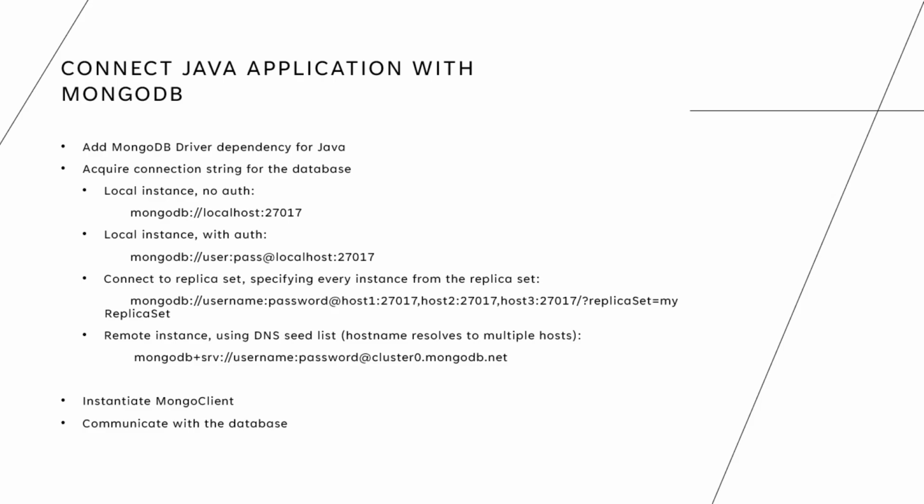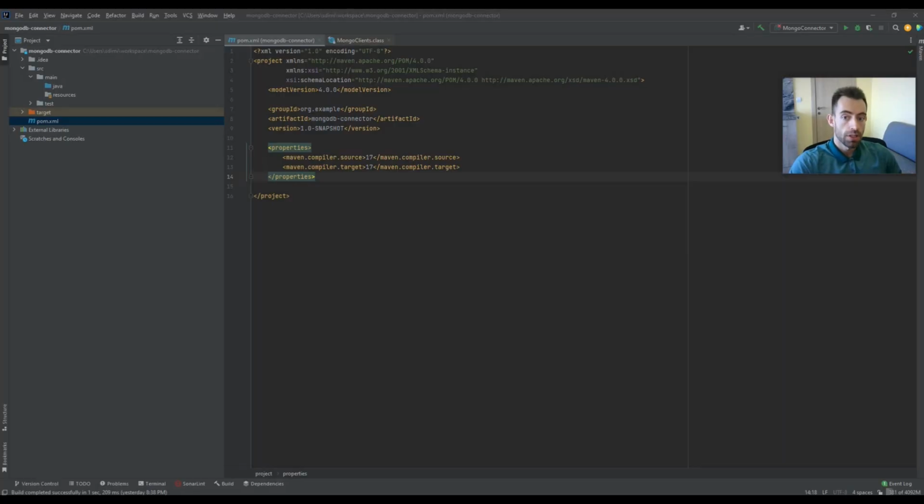Okay guys, in this video we are going to create a simple Java application and connect it to MongoDB database. First we are going to need an empty Maven project. Then we are going to add the MongoDB driver dependency for Java so we can communicate with the database.